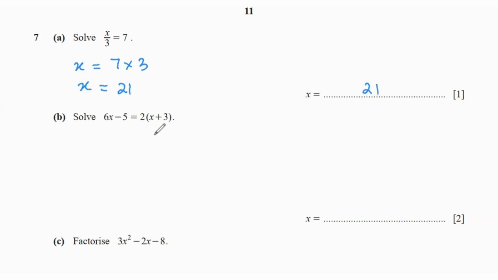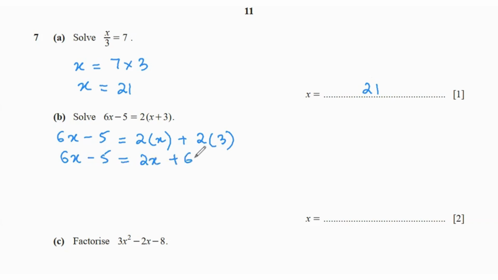Solve 6x minus 5 equals 2 times x plus 3. We begin with expanding the brackets on the right-hand side first. So 6x minus 5 equals 2 times x plus 2 times 3. That's going to be 6x minus 5 equals 2x plus 6.